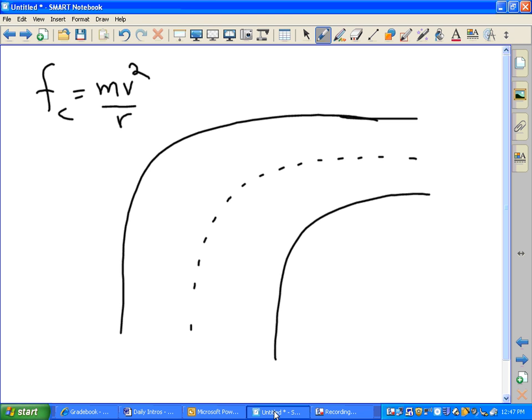Now, I don't suggest this, but if you've ever watched a car race, you might have noticed that they go from here to here to here when they go around a corner. That's a big radius turn.